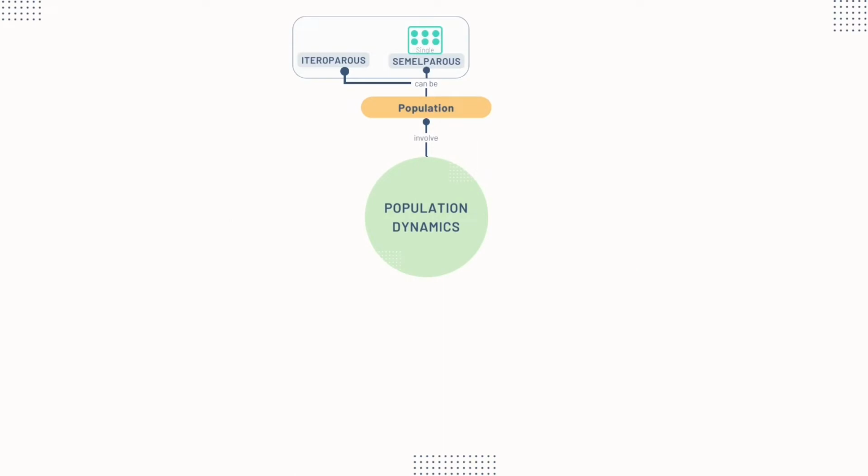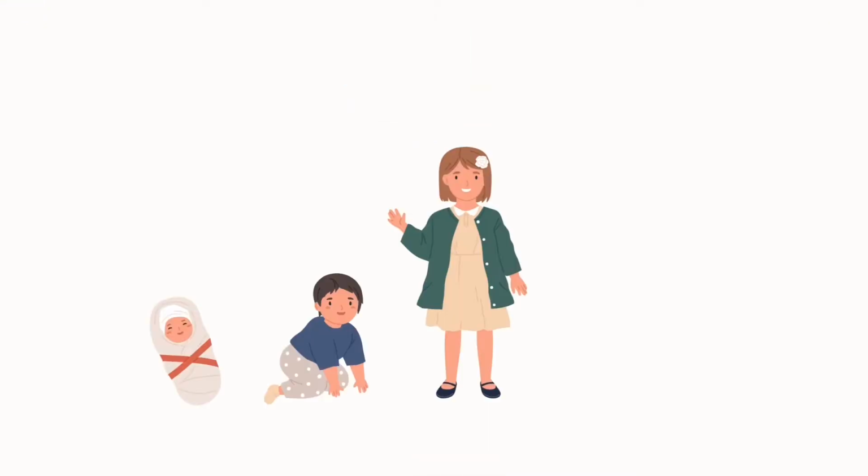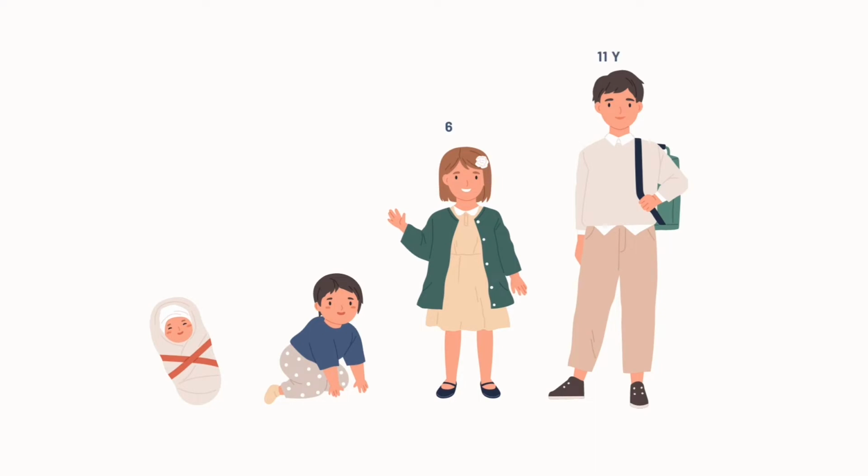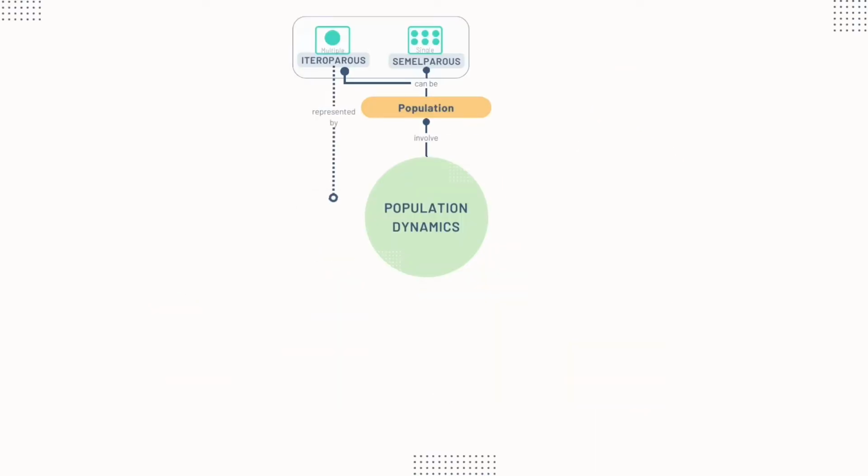Iteroparous populations, on the other hand, have multiple reproductive cycles but only a small number of offspring. Because only a few offspring are born at a time, the individuals have varying ages and can thus be represented using age structures. Human populations, like those in the Philippines, are examples of iteroparity.